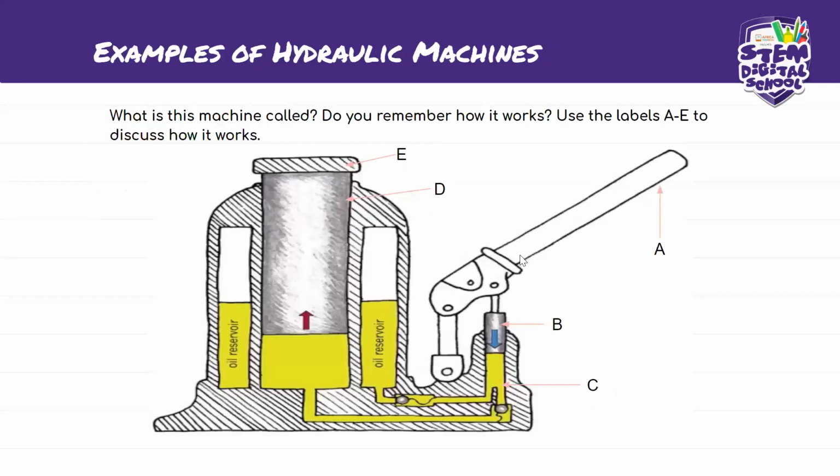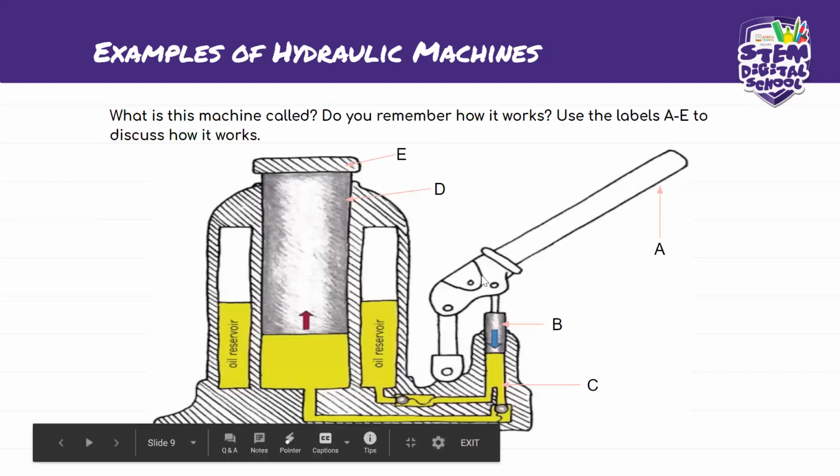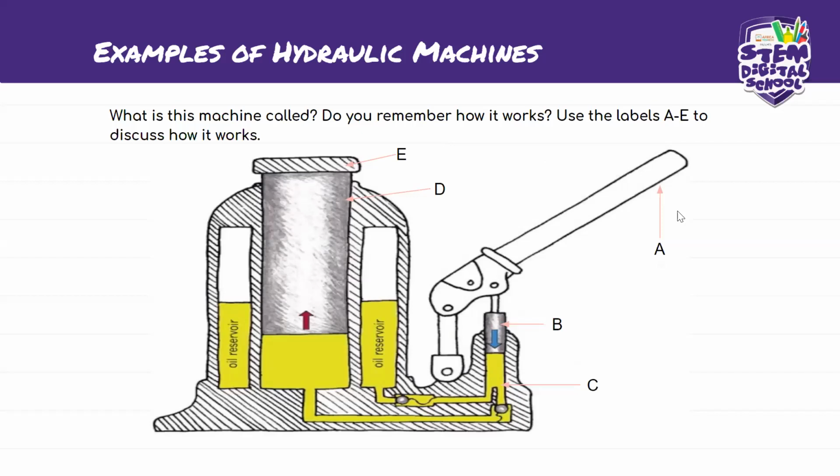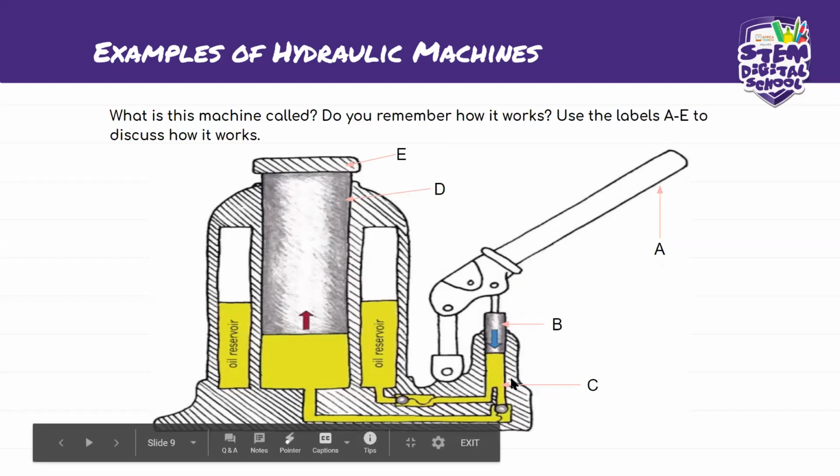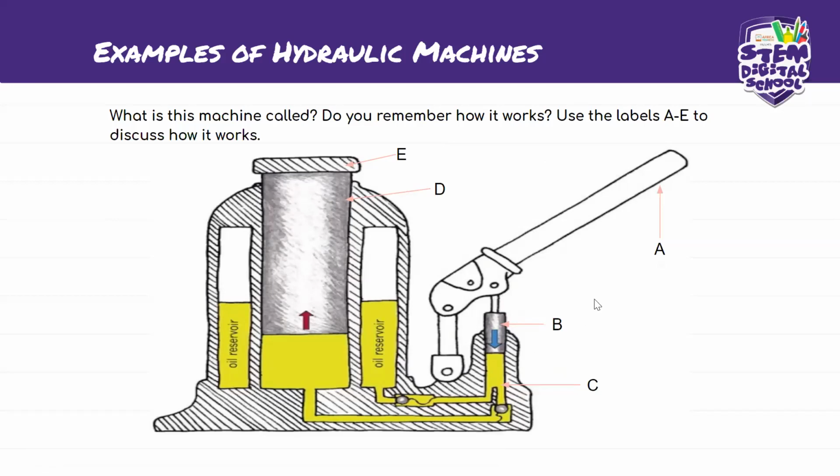This would be steel. Am I right? Yes, ma'am. This also would be steel. And the rubber, where would the rubber be? Give me the label where the rubber would be. E. And also A. E, did you say E? Yes, ma'am. The rubber. And also on the surface of A.